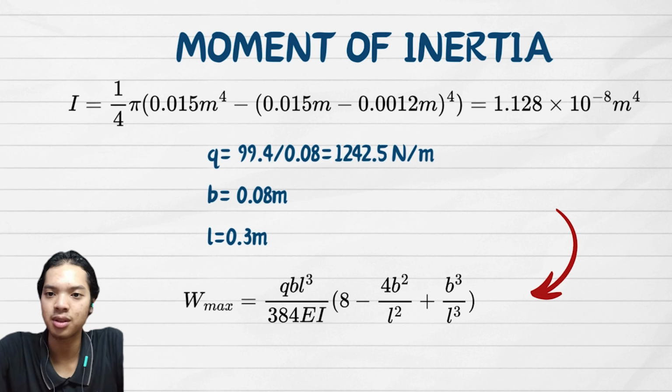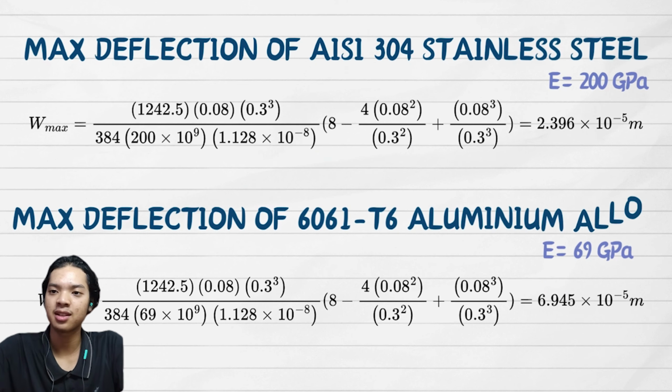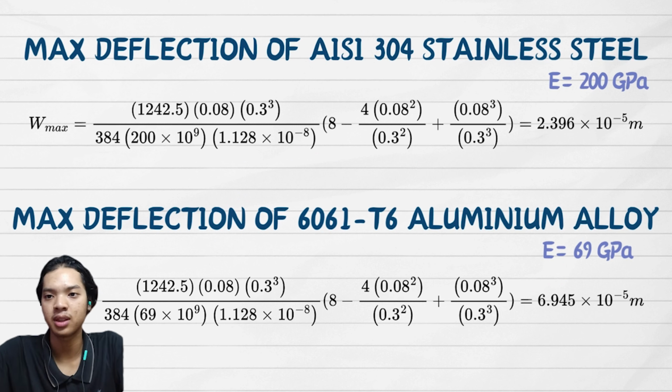We just apply these values with the modulus of elasticity of the materials, then we can get a W max. So, for the maximum deflection of stainless steel, with the modulus of elasticity of 200 gigapascal, we get around 24 micrometers of deflection.